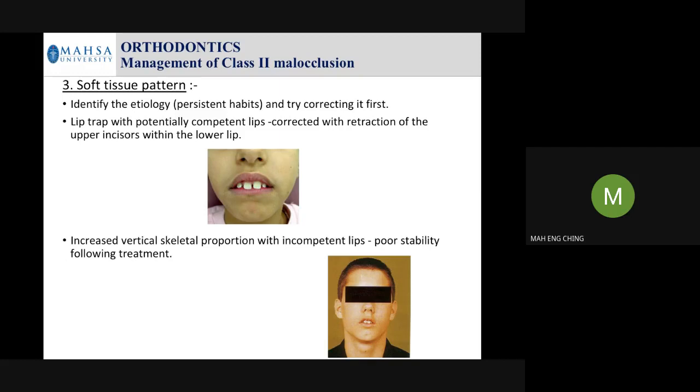Increased vertical skeletal pattern proportion with incompetent lips, poor stability following treatment. Yeah, this one we keep repeating. If you have backward rotation, it means they become more class 2 with time. Then this kind of patient, usually the treatment is not stable. So they have a poor prognosis.